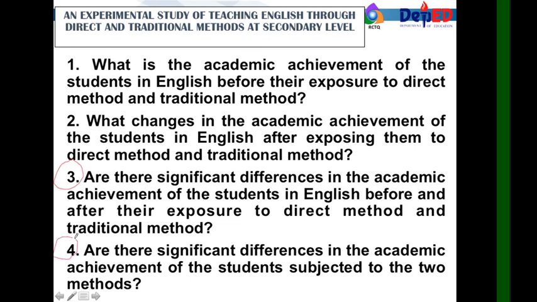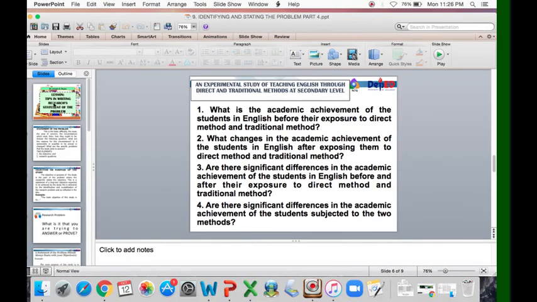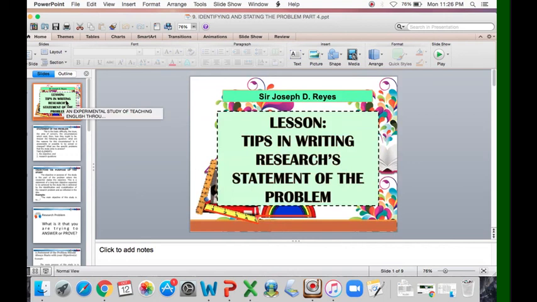Number 3 and number 4. So, there is no significant difference in the academic achievement of the students in English before and after their exposure to direct method and traditional method. And there is no significant difference in the academic achievement of the students subjected to the two methods. So, that's all about hypothesis testing and doing statement of the problem.